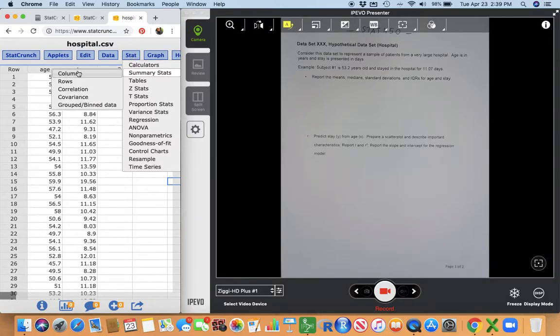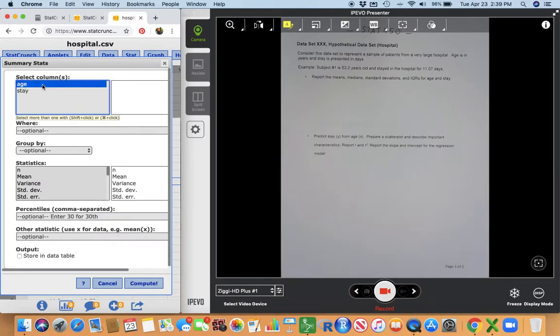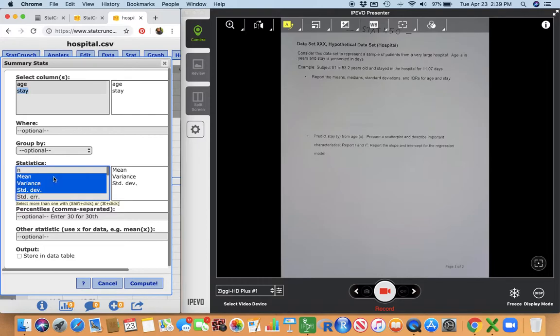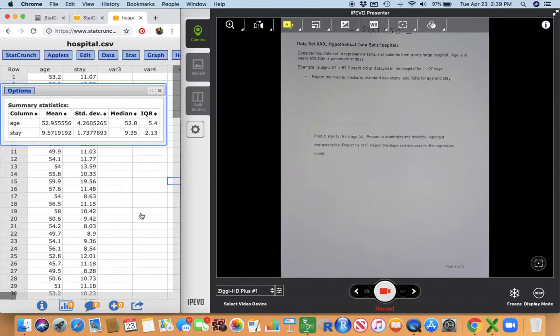But if I go to summary stat and go to columns, I can select both columns, age and stay. And I want to select the mean and the standard deviation. What else do I need? The median and the IQR. So guys, the first week or so, this is all you would need to do.